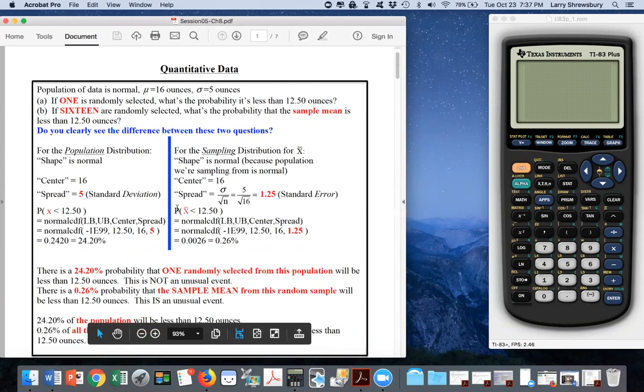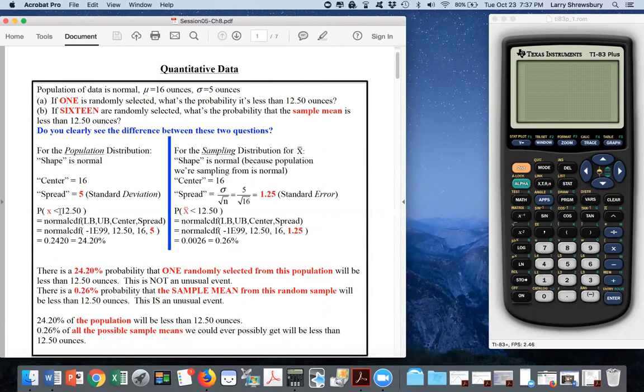That there's a 0.26% probability that the sample mean is less than 12.50. And it's a small probability, so that's an unusual event. Whereas this is the probability of one randomly selected being less than 12.50. That's 24.20%. That's not unusual. And of course, also be able to state it as a proportion.